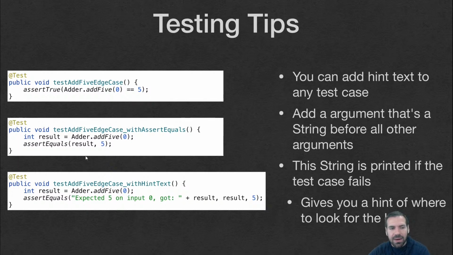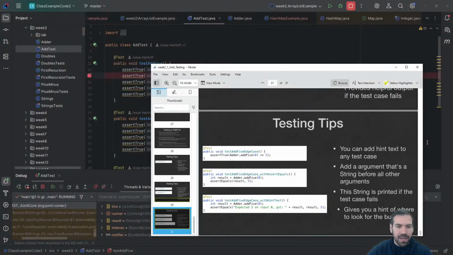The big thing here: assert equals will say expected and actual, though I have these arguments backwards. It'll say I expected this, actually gave me this, but it won't tell you the input because it doesn't have that information, this input of 0. So one very helpful thing to put in the hint text is what the input was. So on input 0, I expected this and got this. It can be helpful to have your hint text when you're debugging.